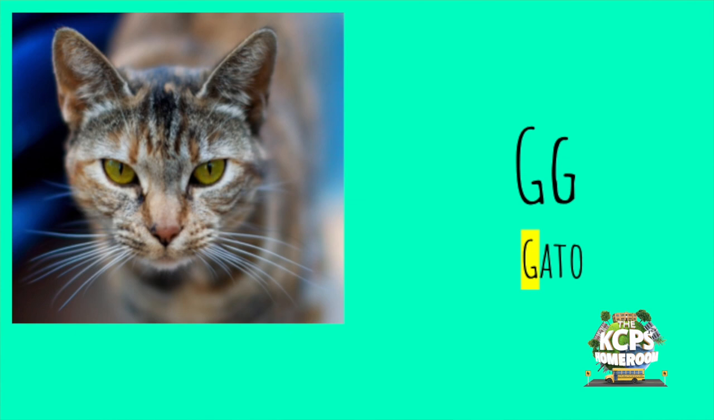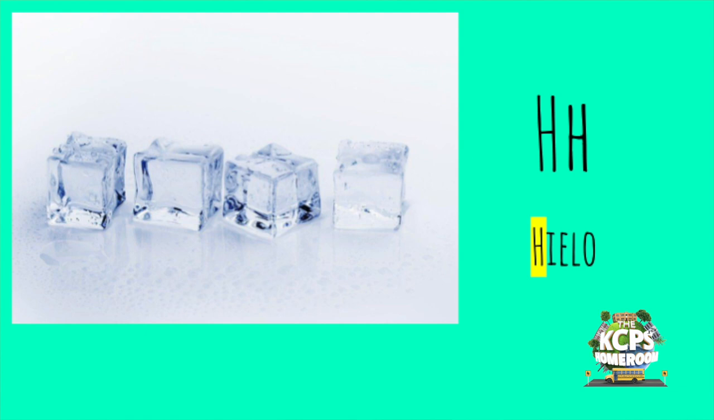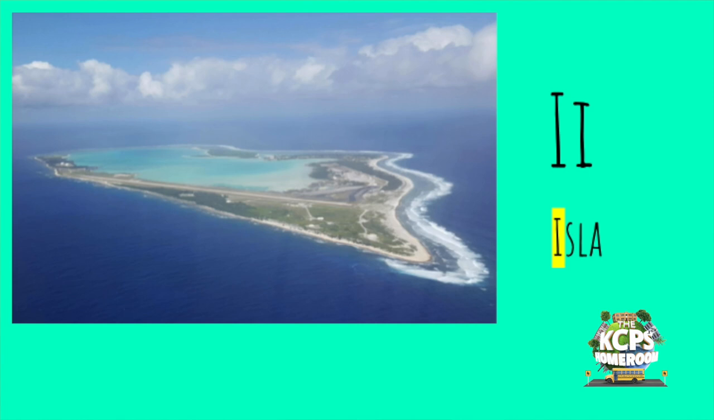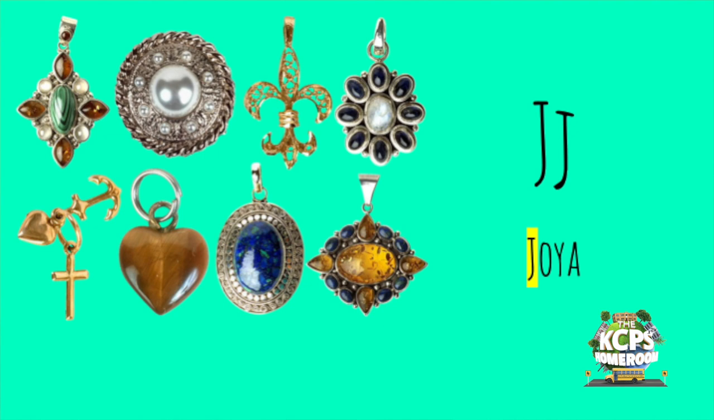H, remember our H is silent, so repeat. Hielo. Hielo, which is ice. I, pronounce after me. Isla. Isla, which is an island. Jota, joya. Repeat, joya. This means jewelry.